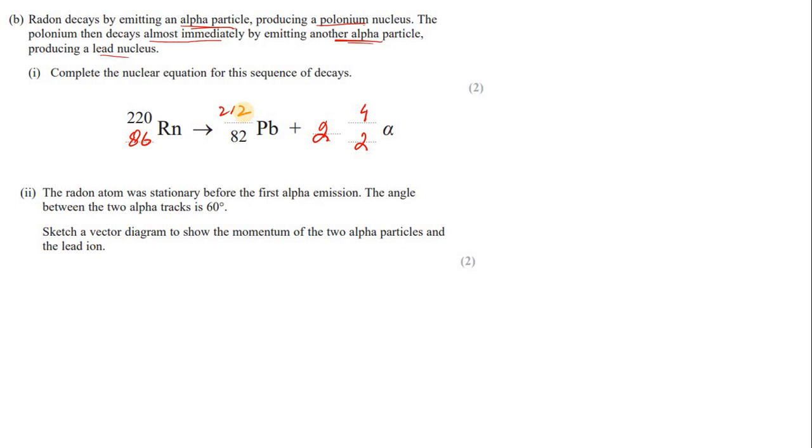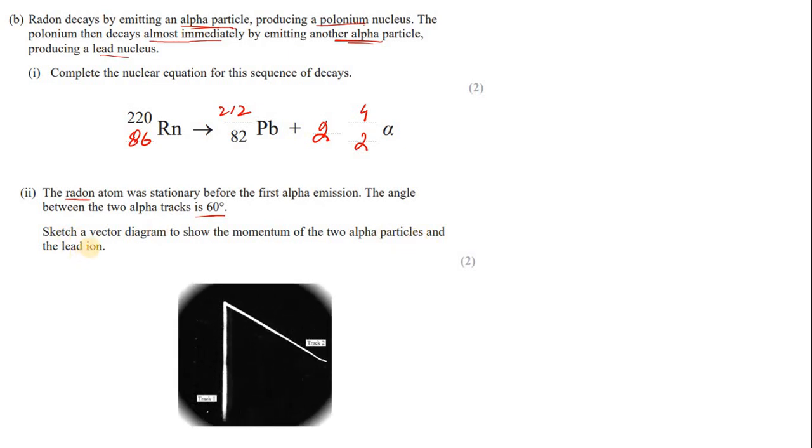The radon atom was stationary before the first alpha emission. The angle between the two alpha tracks is 60 degrees. Sketch a vector diagram to show the momentum of the two alpha particles and the lead ion. These are the alpha particles shown. Remember, this angle is 60 degrees. So you need to draw a vector diagram showing the momentum of all three particles: alpha 1, alpha 2, and the momentum of the lead ion.